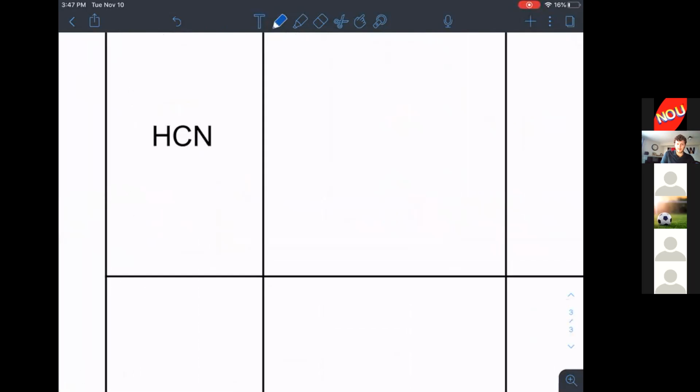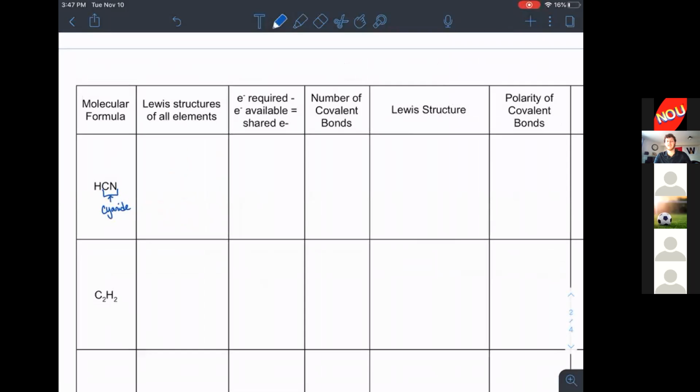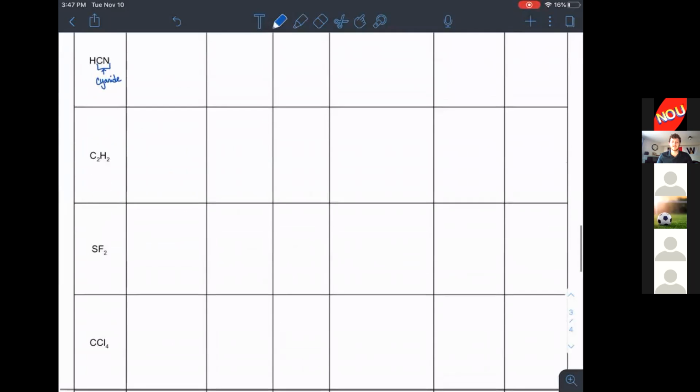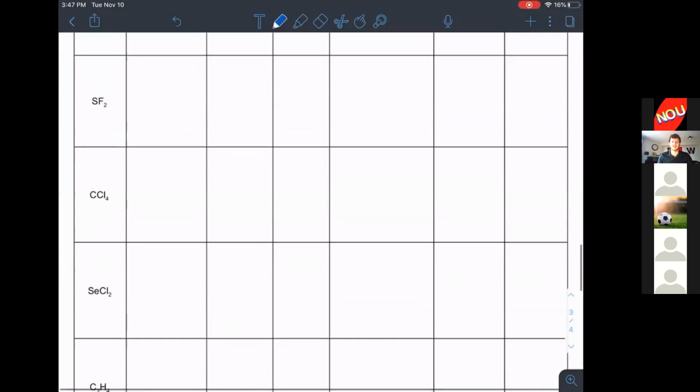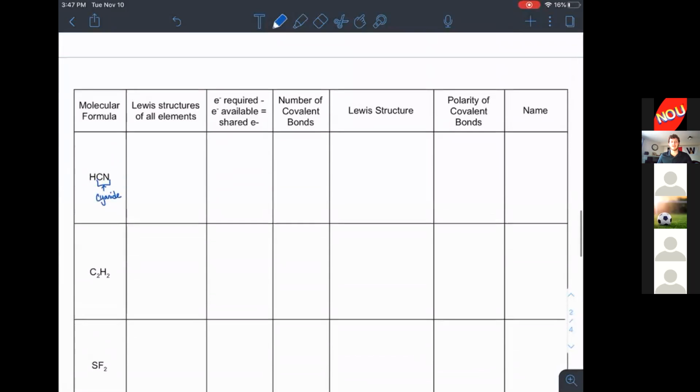This one, I'm going to give you the name for this part, is going to be cyanide. That won't be tricky if you didn't have that. That name for CN is going to be cyanide. And then you should be able to do the rest of them without any issues.